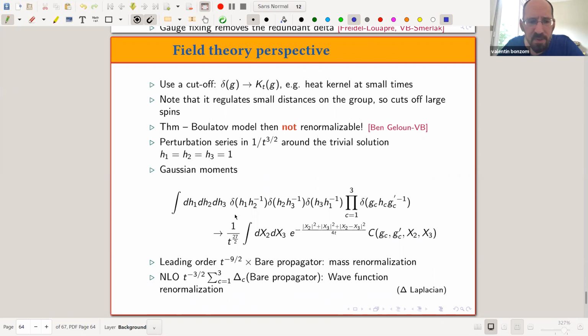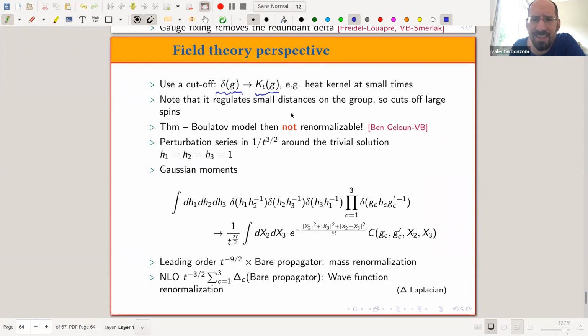However, in the field theory perspective, you don't think of the divergences as gauge symmetries that you have to gauge fix. It seems very hard to do. Maybe not impossible, but very hard. So instead, use a cutoff. It means you regularize the delta on the group with something like a heat kernel at small times. So it looks very much like a delta, but it's regular.